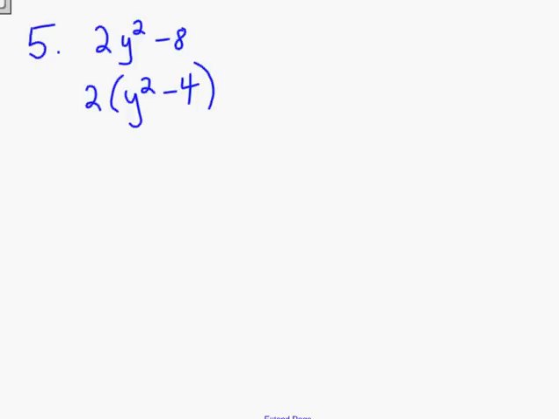I have 2 left. What I'm looking for with two terms is a difference of two perfect squares. Y squared is a perfect square. 4 is a perfect square. So it is a difference of two perfect squares. If you remember the rule for factoring a difference of two perfect squares, I take the square root of the first for both parentheses. I take the square root of the last for both parentheses, once with a plus sign, once with a minus sign. Bring down the 2 that I factored out, and I appear to be done.